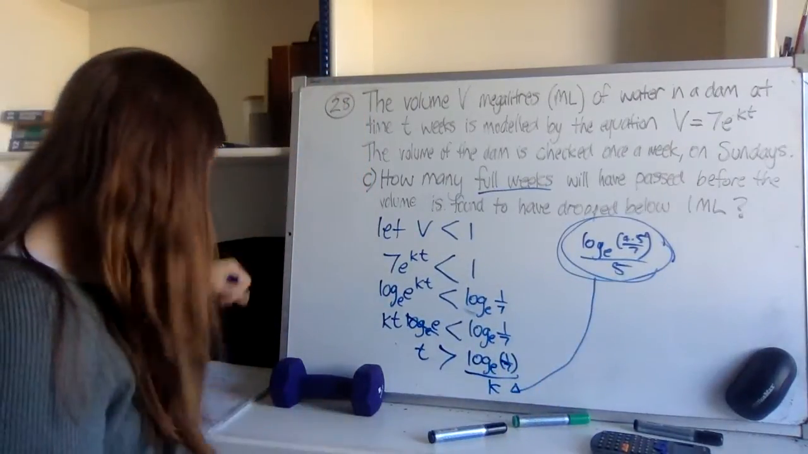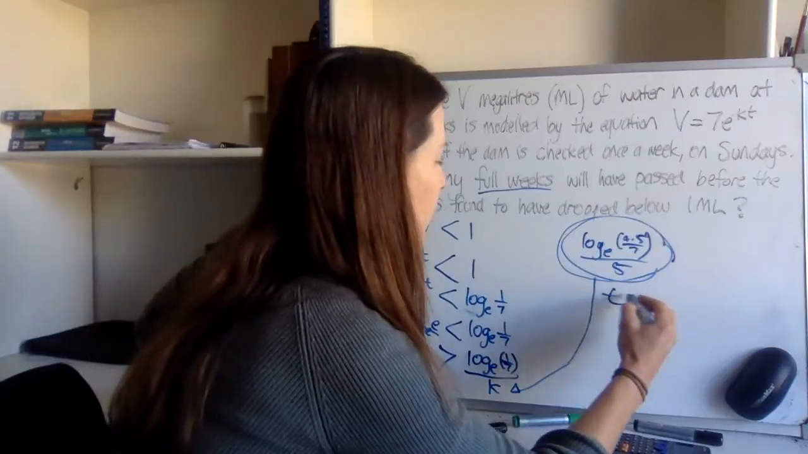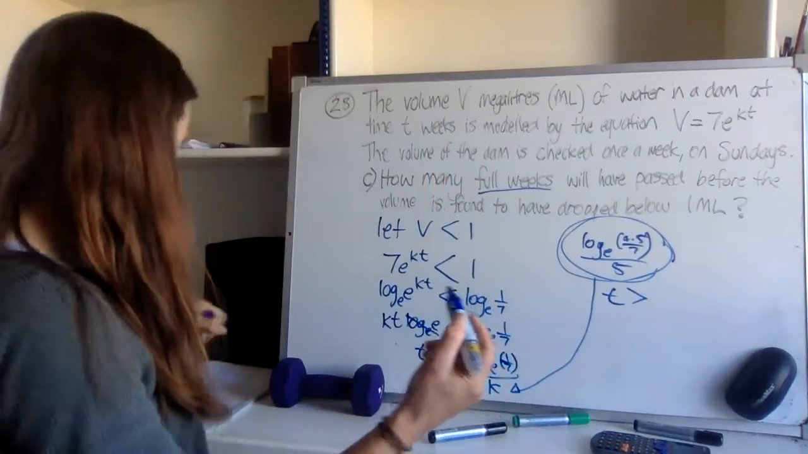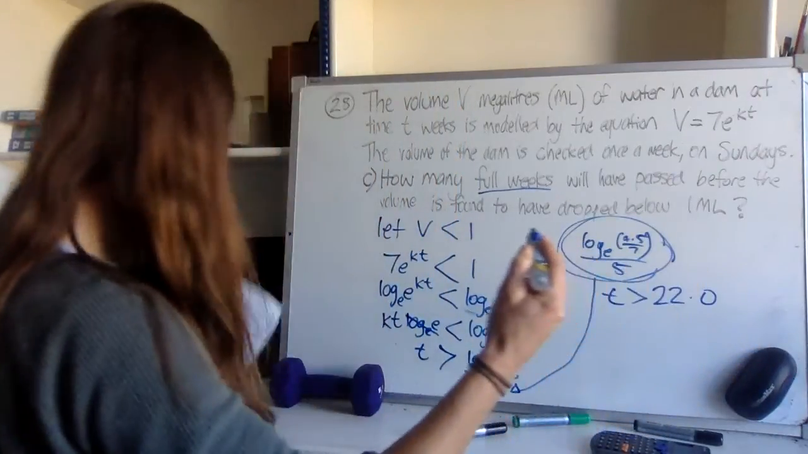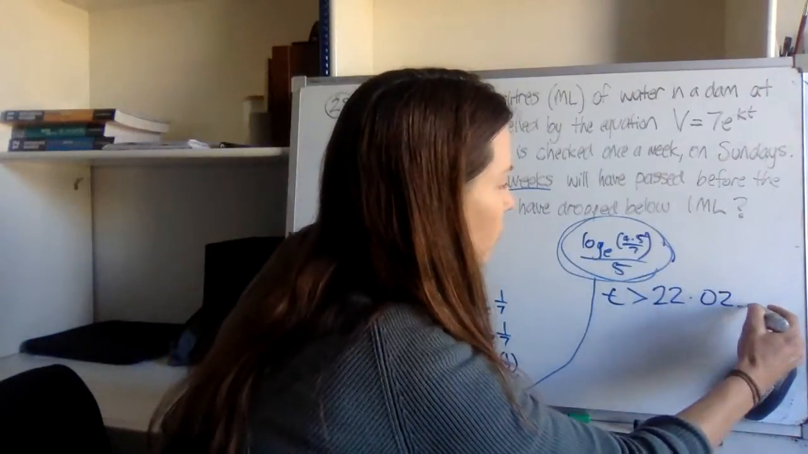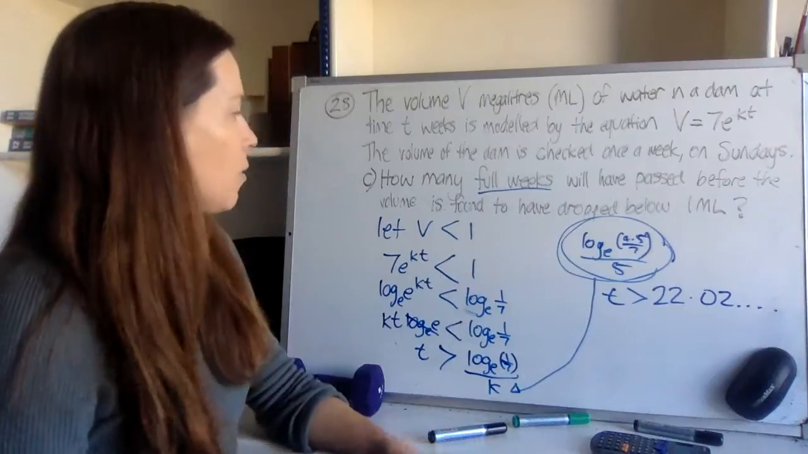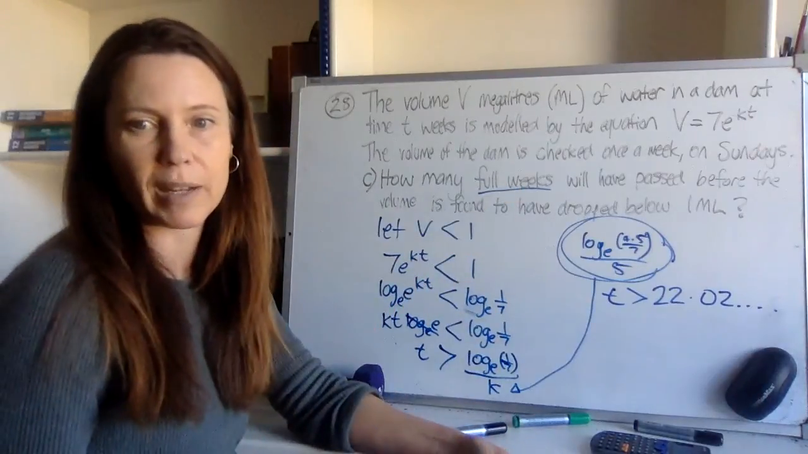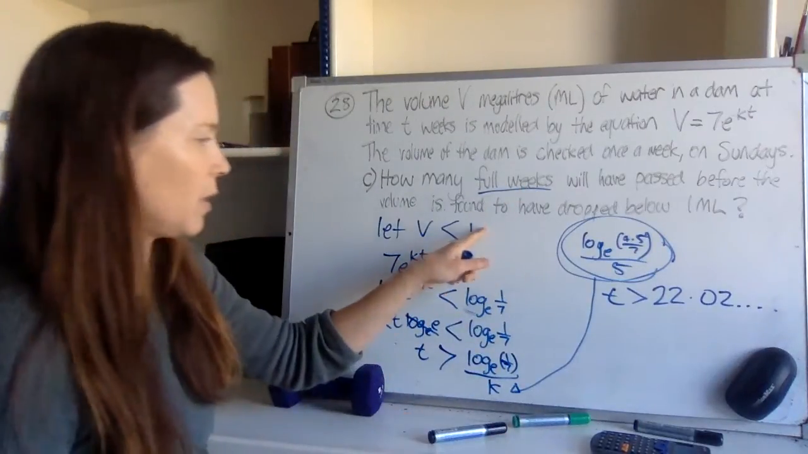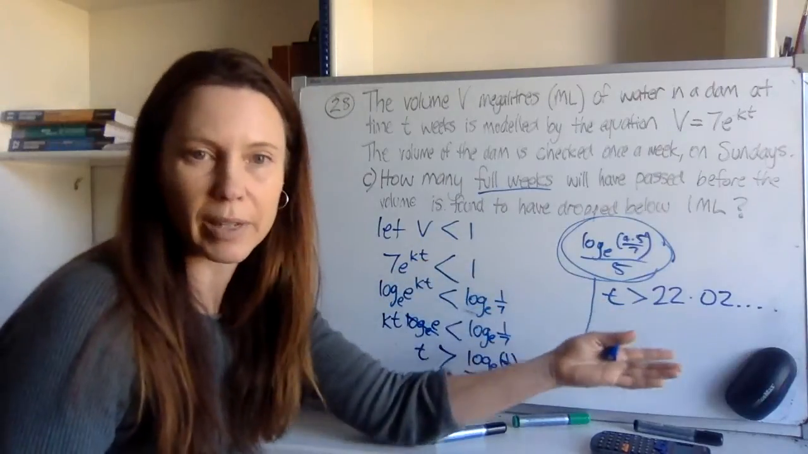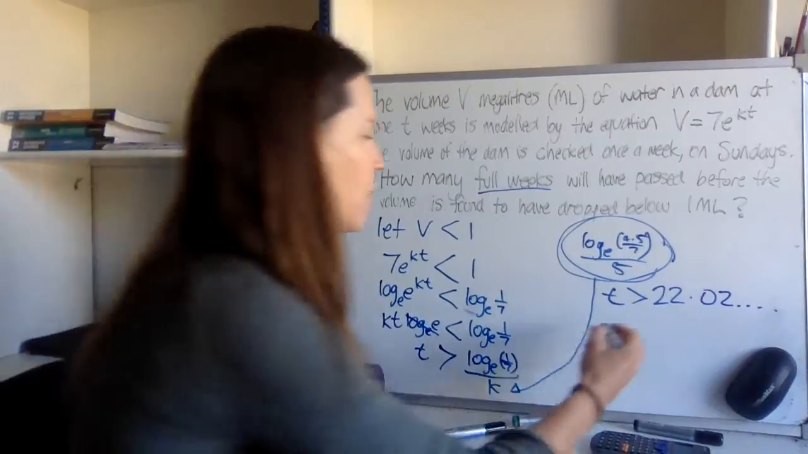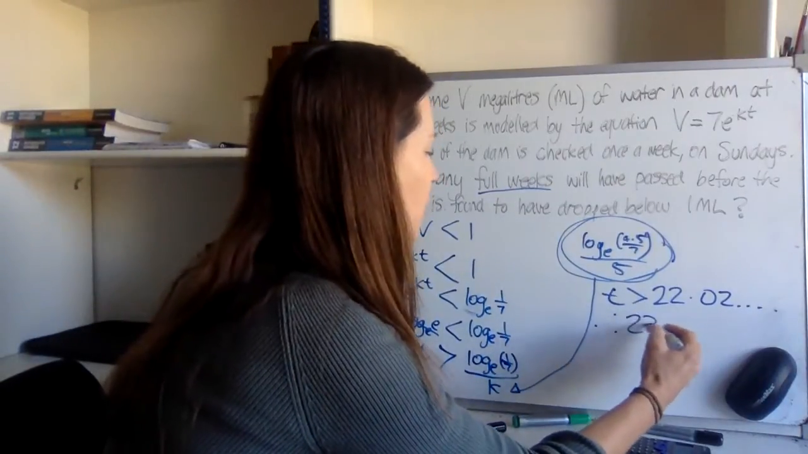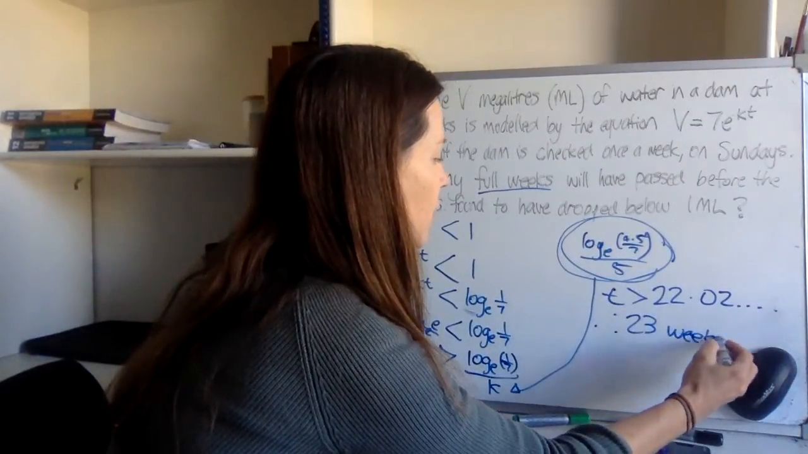So putting that into your calculator, we should come up with something around the order of 22 and a bit. I think it's 22.02, etc., etc. Now, we need to see how many full weeks will have passed. So if the volume goes below 1 megalitre at 22 and a bit weeks, we won't find that out until we come along at the end of the 23rd week. So therefore, 23 weeks. And I would finish like that.